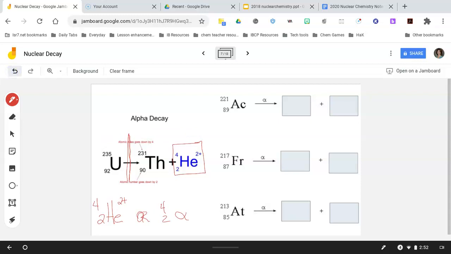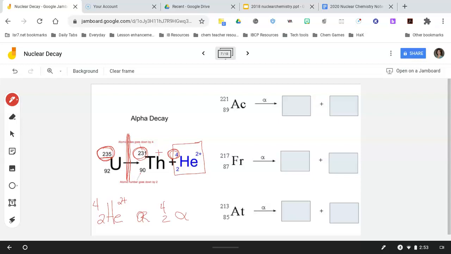So when I look at my mass numbers on the top, the mass number on the left is 235. Whatever is on the product, or right-hand side, has to equal 235. So this first particle, thorium, has a mass of 231. And when I add to that the mass of the alpha particle, which is 4, 231 plus 4 equals the 235 on the left. So that piece is completed, and that is equal. That follows the law of conservation of mass.